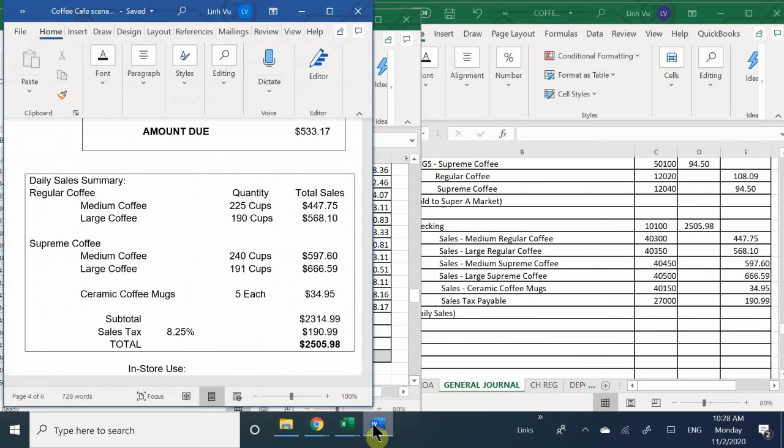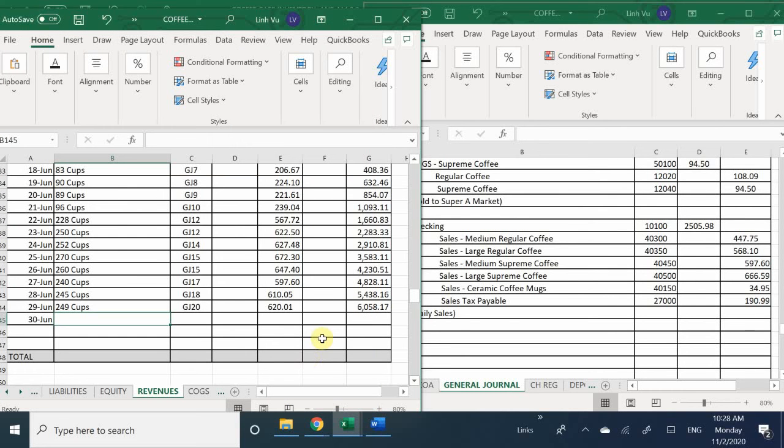Medium. 240. 240 for 597.60. Okay, so what is my grand total if I started with 6,058.17? 6,655.77. Good.